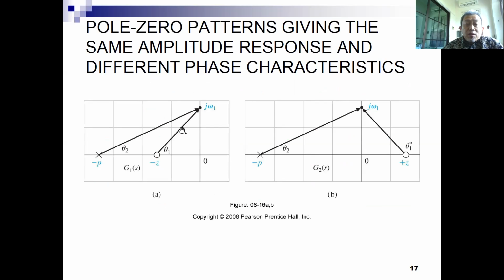You have two figures. The left figure is the minimum phase, while the one on the right is the non-minimum phase, due to the fact that there is a zero on the right S-plane. So this is the S-plane, j omega versus real.